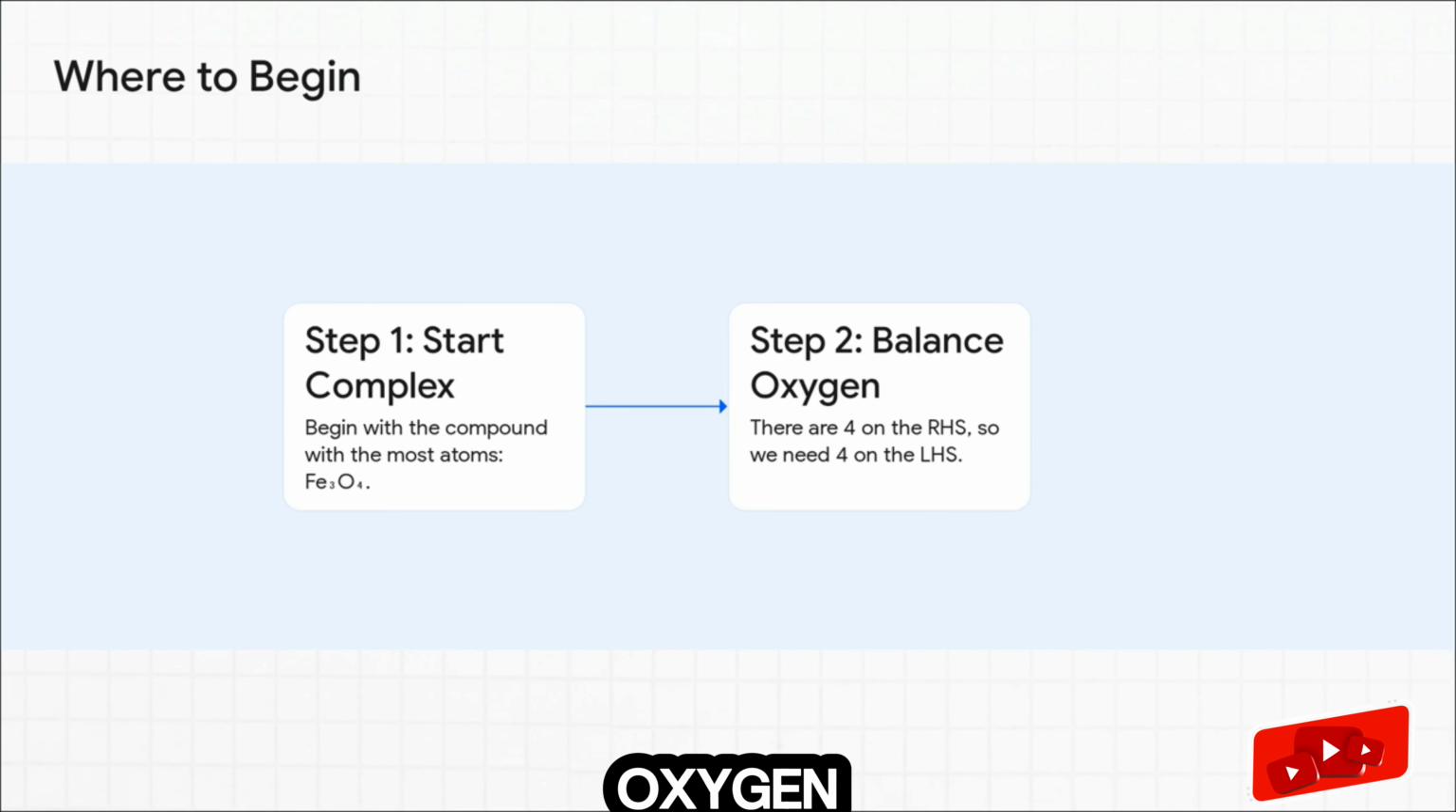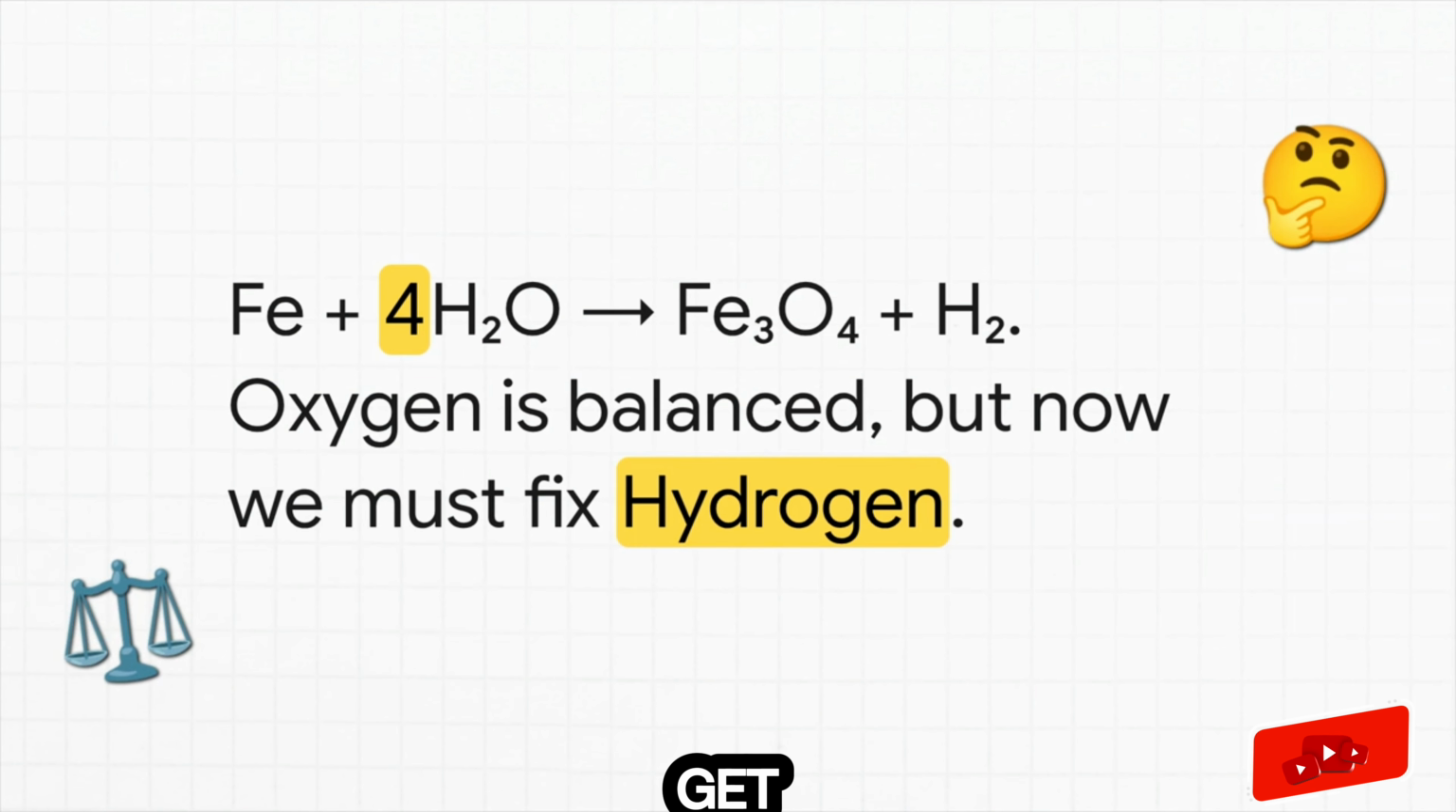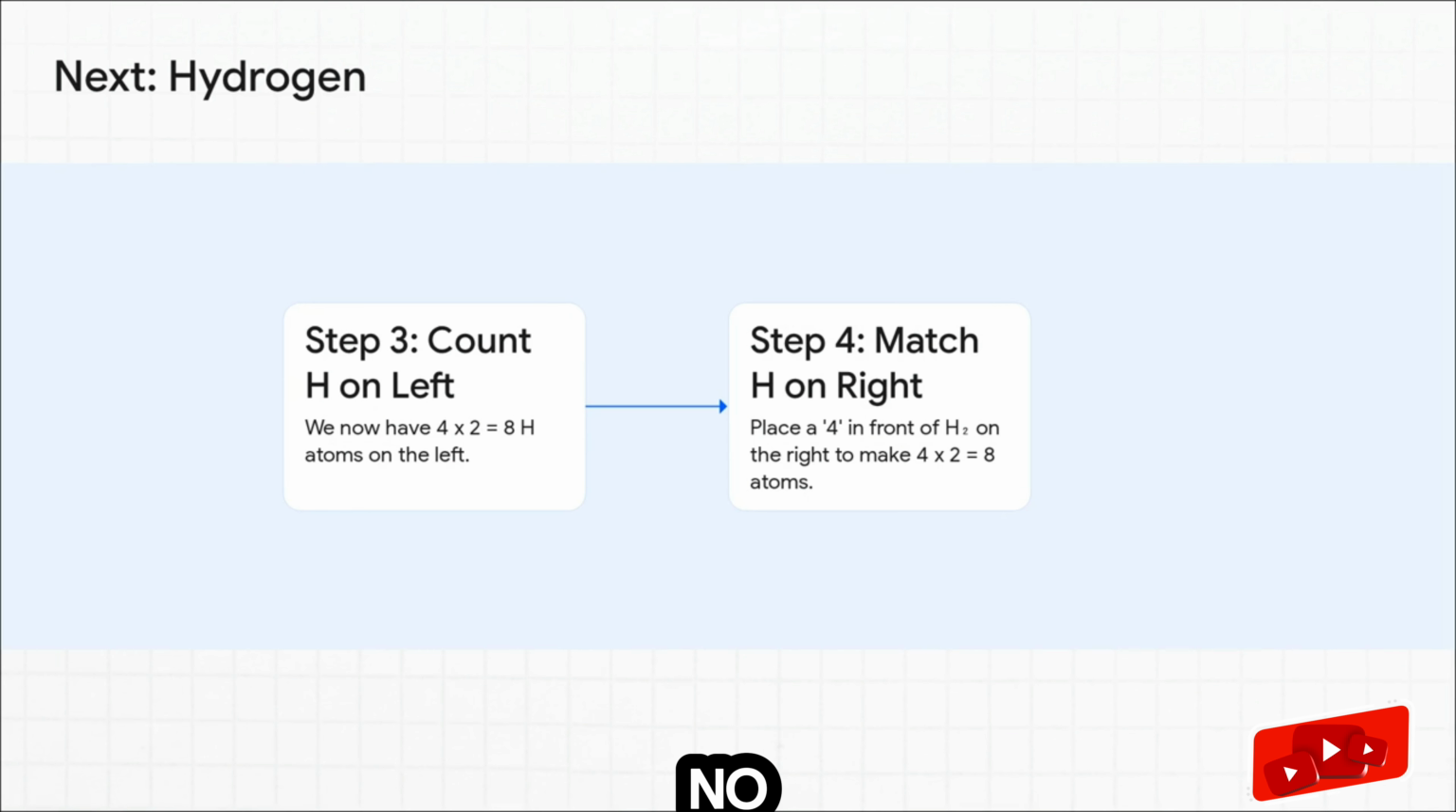Let's start by balancing the oxygen because it has the biggest mismatch. 1 on the left, 4 on the right. To get 4 oxygens on the left, we simply place a big 4 coefficient in front of H2O. Boom! Now we have 4 oxygen atoms on both sides. Perfect. But, uh-oh. By fixing the oxygen, we've now messed up our hydrogen count on the left. No worries, this is all part of the process. On the left, we now have 4 times 2. That's 8 hydrogen atoms. So to get 8 hydrogens on the right, we just need to put a 4 in front of the H2 over there. Now we've got 8 hydrogens on both sides.